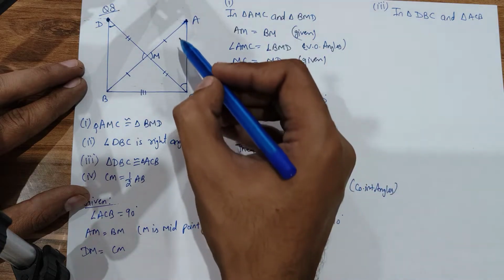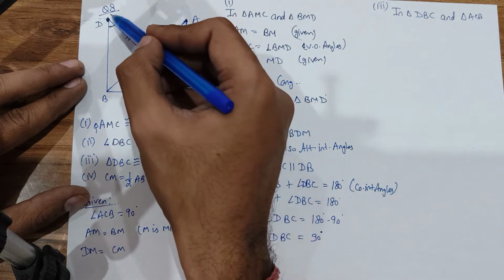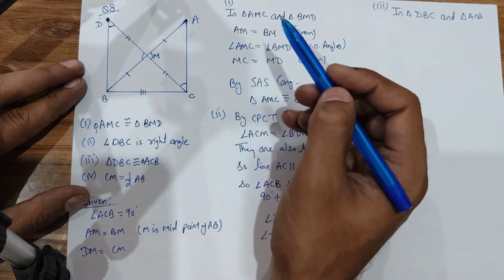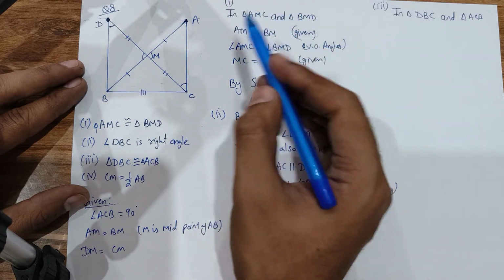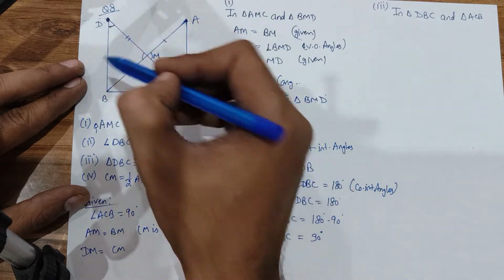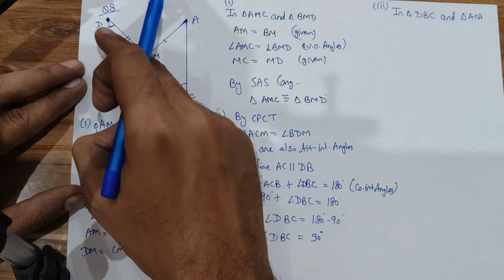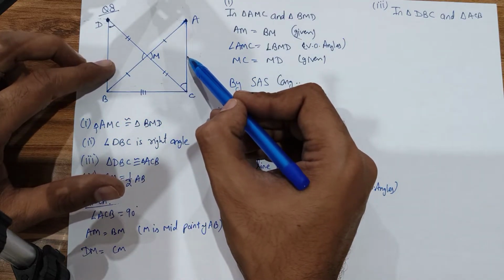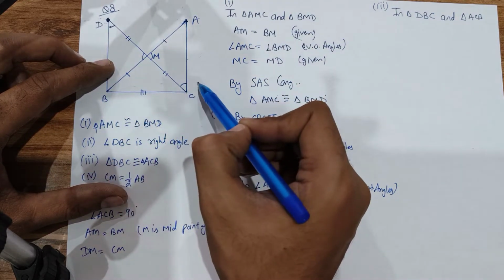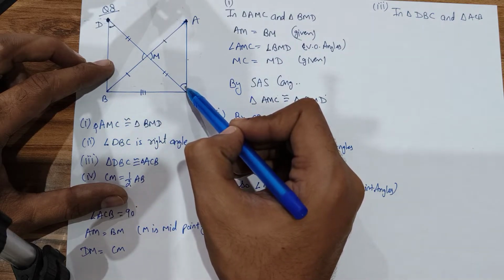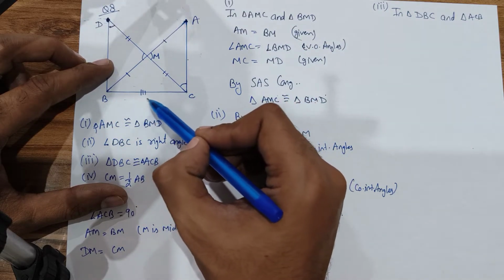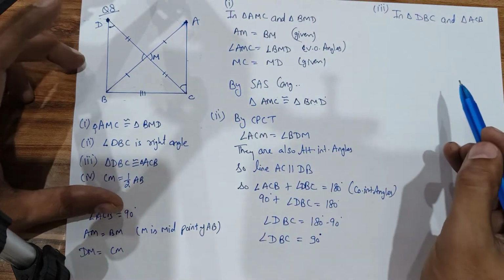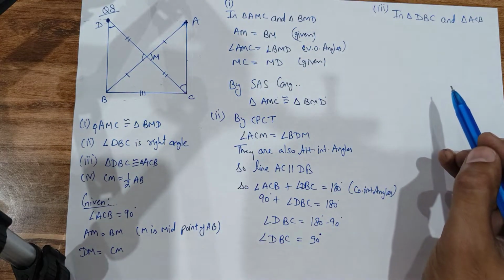And in the first part we proved that triangle AMC and triangle BMD are congruent. So by CPCT we can also conclude that AC and DB are also equal. So we got the relation for side DB: this DB will be equal to AC. We got the relation for angle B and angle C, they are 90 degrees. And this side BC is common in both the triangles. So we can apply side angle side congruency, and by side angle side congruency, the triangles are congruent.